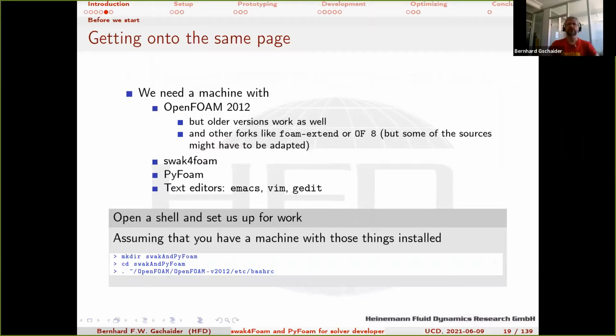For this presentation, or to replicate the results in this presentation, you will need a machine with OpenFOAM 2012, that's the ESI fork. You will need swak4Foam, PyFoam, and a text editor. The first and the last, I think, if you're developing, you should have these already.